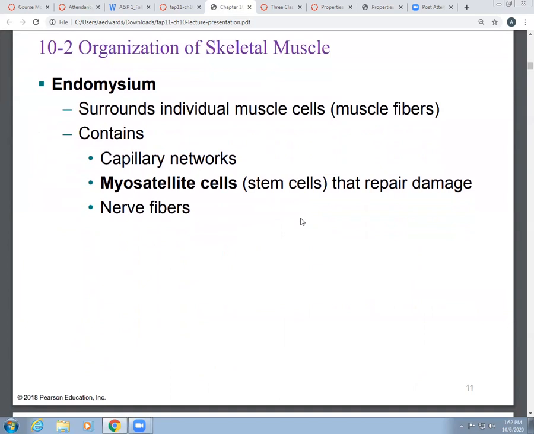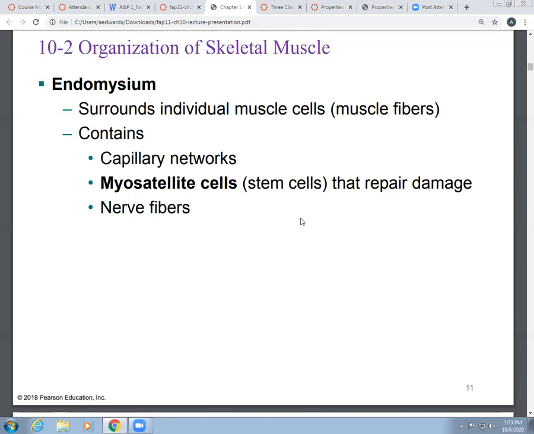So in the endomysium, remember endo is the inner layer, and it surrounds individual muscle cells. And muscle cells are also known as muscle fibers. And what does the endomysium have in it? Well, it has networks of blood vessels, specifically capillaries. Okay, we'll get into the cardiovascular system in AMP2, but they're small blood vessels.